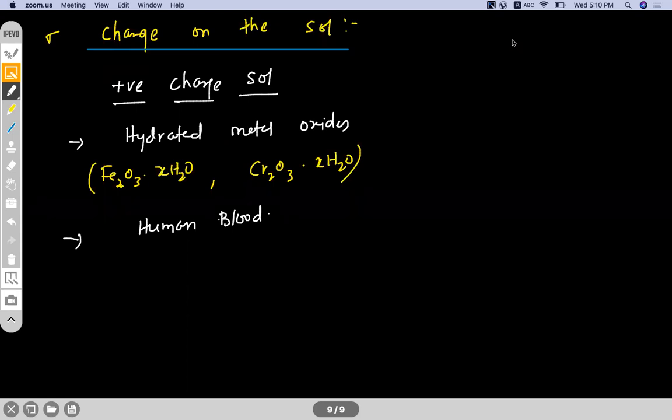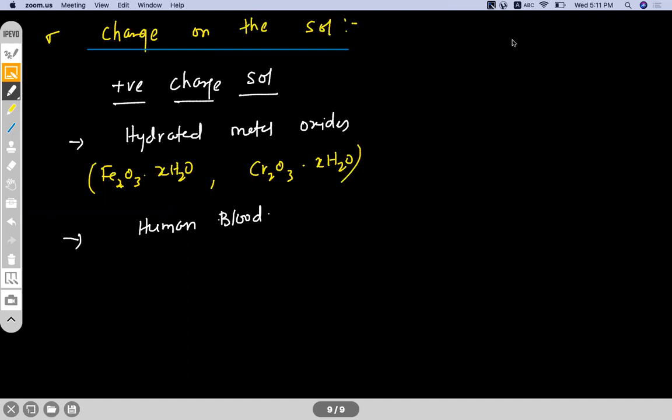So blood is a positively charged colloidal sol. In the sol, we'll have some impurities also. Every sol will have some impurities. So we need to remove those impurities, otherwise it leads to coagulation of the sol. Coagulation means it will lose its colloidal property, because repulsion won't be there. It is not stable there. The particles will settle down.